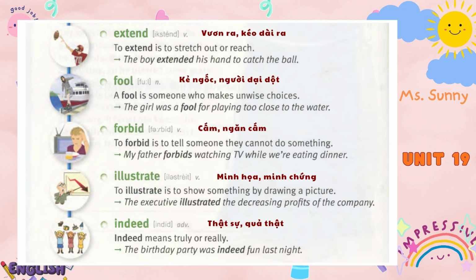Fool. A fool is someone who makes unwise choices. The girl was a fool for playing too close to the water. Forbid. To forbid is to tell someone they cannot do something. My father forbids watching TV while we're eating dinner.